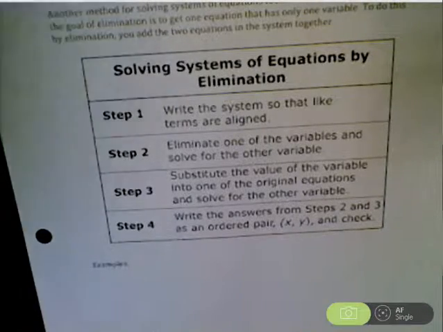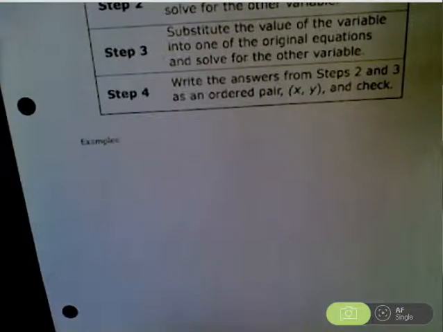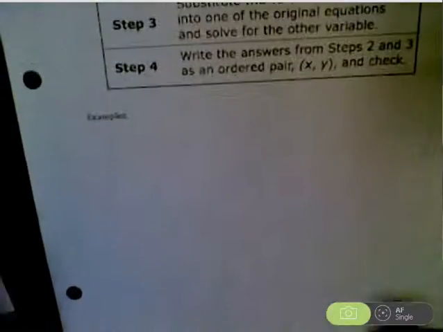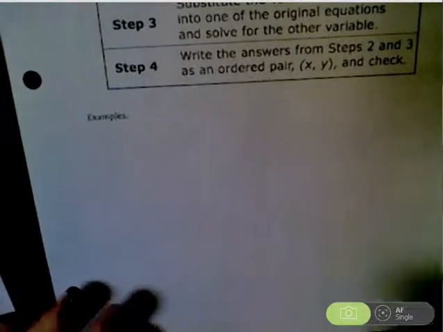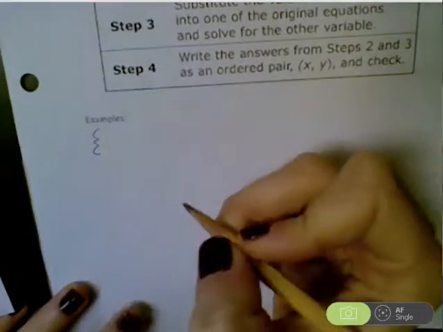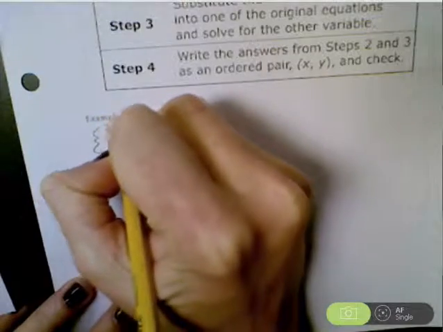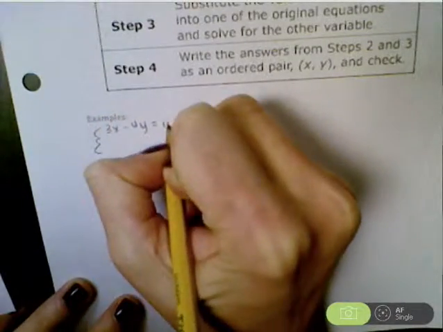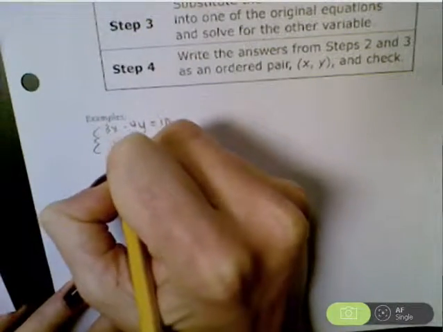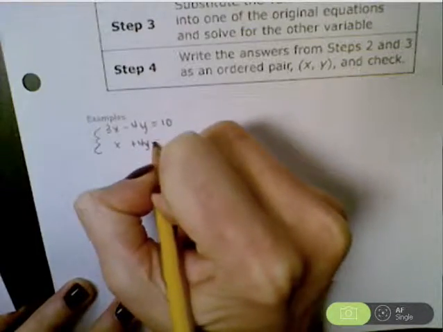So there are several types of elimination problems that you'll see. Unfortunately, there's not one way that you can do all problems like this. It just kind of depends on what's given to you. So here's the first type of elimination problem, that is the easiest. It says 3x minus 4y equals 10 and x plus 4y equals negative 2.